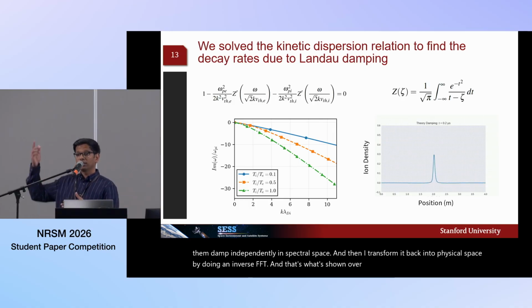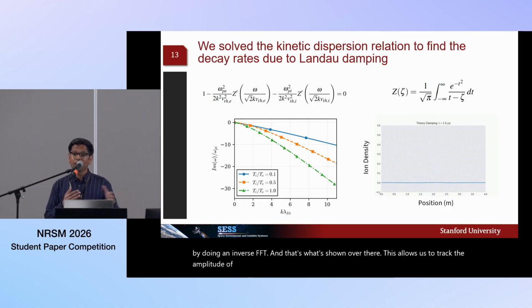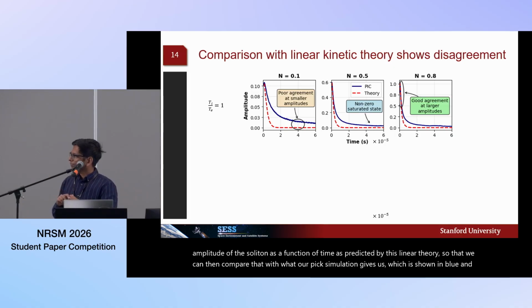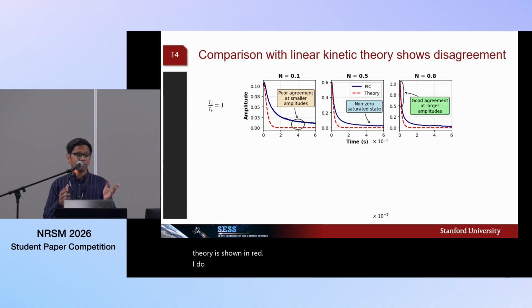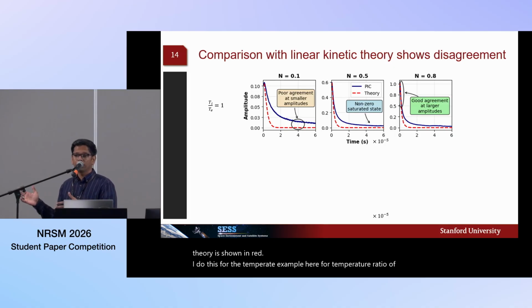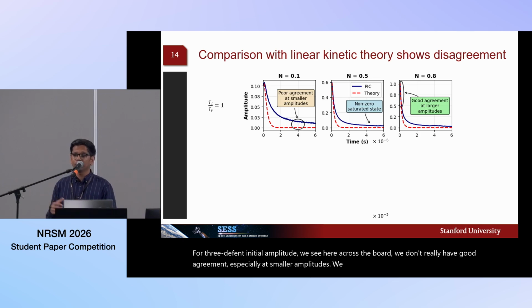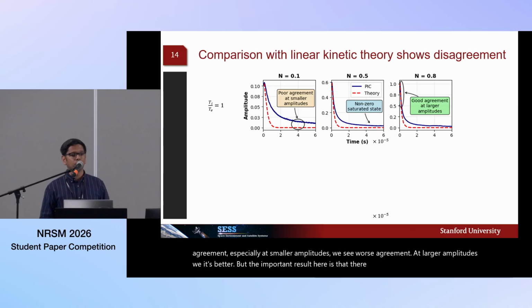This allows us to track the amplitude of the soliton as a function of time as predicted by this linear theory so that we can then compare that with what our PIC simulation gives us, which is shown in blue, and the theory is shown in red. I do this for the example here for a temperature ratio of 1 for 3 different initial amplitudes. We see here across the board, we don't really have good agreement, especially at smaller amplitudes. We see worse agreement. At larger amplitudes, it's better. But the important result here is that there is a saturation to a non-zero amplitude.